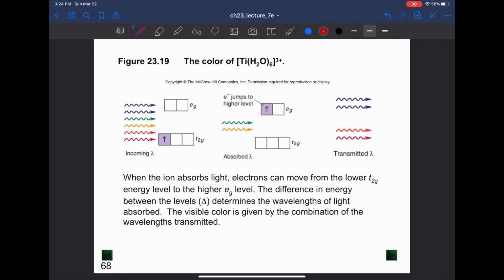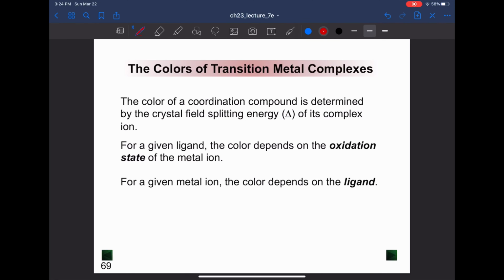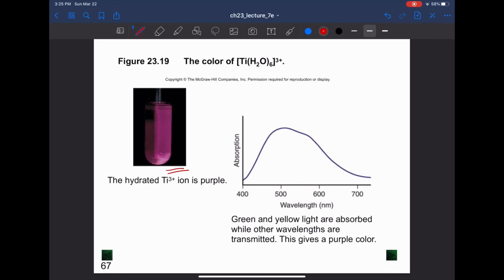So how do you get the color of titanium here? Hexaaquatitanium has a splitting energy of a really small amount. The energy gap determines what light passes through. Here the gap only leaves green and yellow. Whatever the energy split is, that energy is absorbed, and whatever is the rest is left out. What is absorbed determines what the combined color looks like. So here it absorbs green and yellow, and the combined color gives you a purple color.